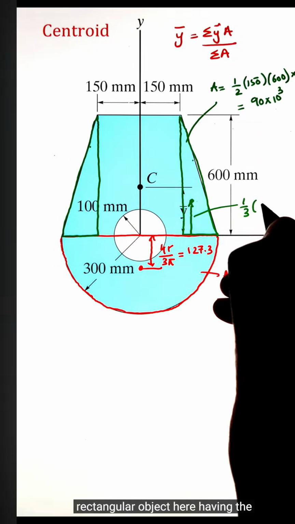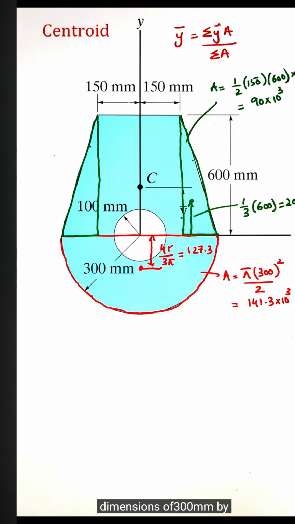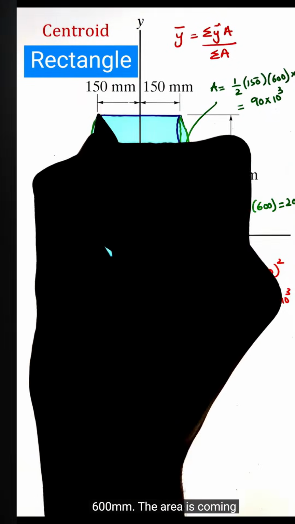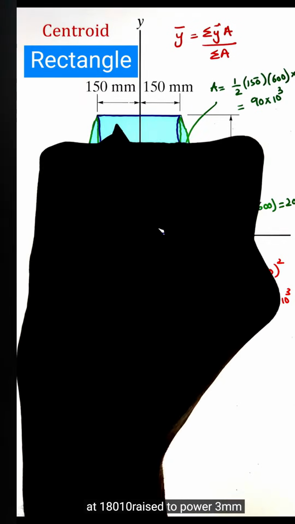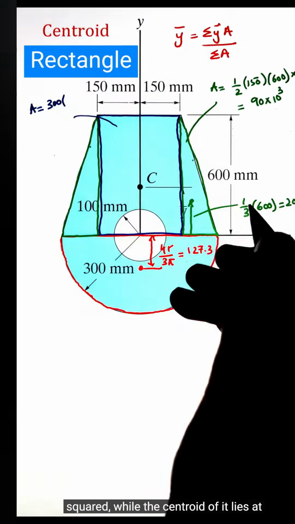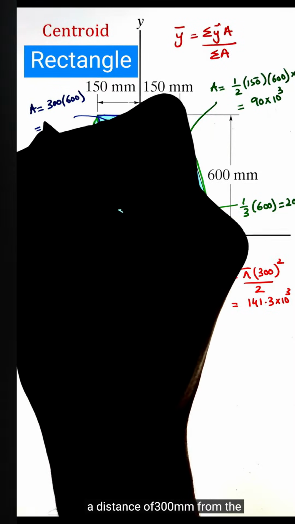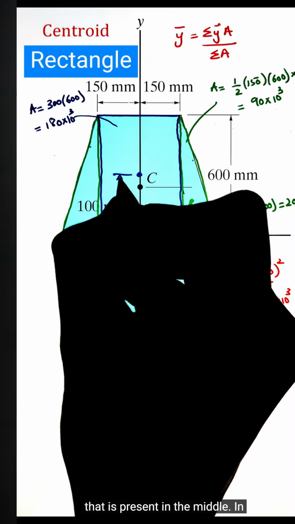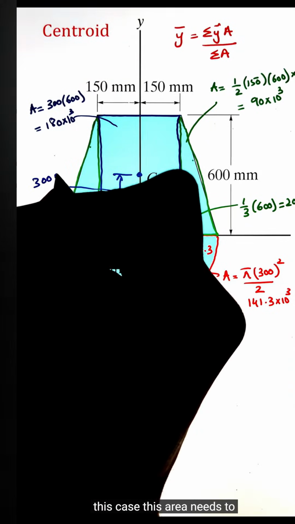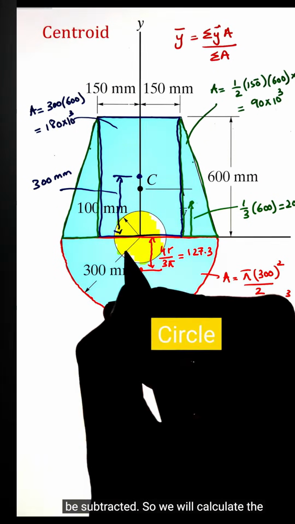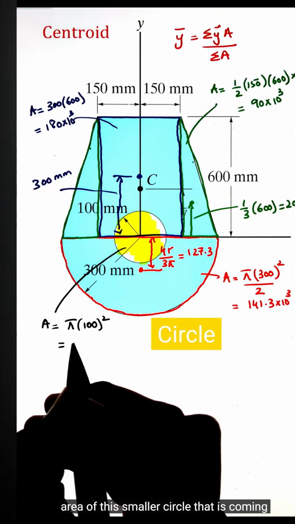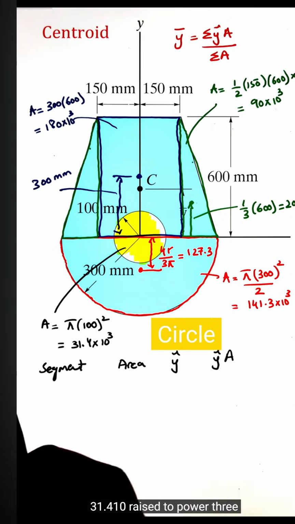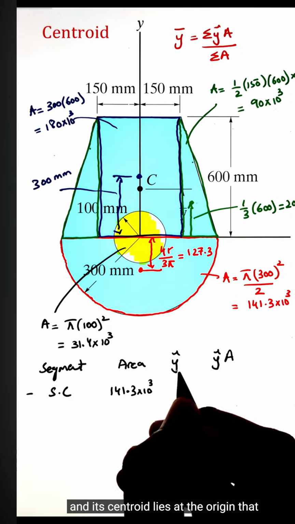Next, we have a rectangular object here having the dimensions of 300 millimeter by 600 millimeter. The area is coming 180 times 10 raised to power 3 millimeter squared, while the centroid of it lies at a distance of 300 millimeter from the origin. Finally, I have a hole that is present in the middle. In this case, this area needs to be subtracted. So we will calculate the area of this smaller circle, that is coming 31.4 times 10 raised to power 3, and its centroid lies at the origin.